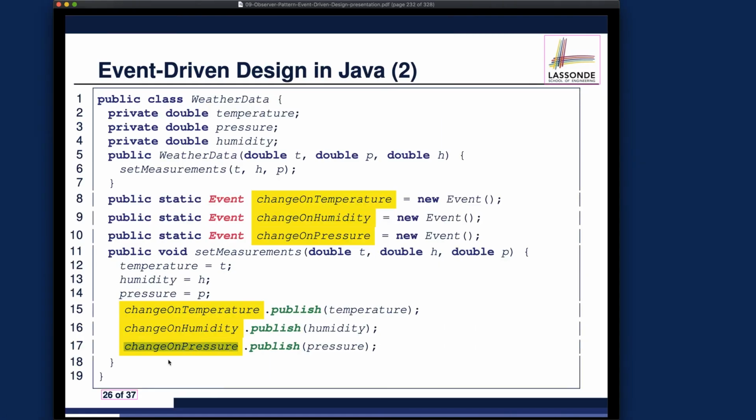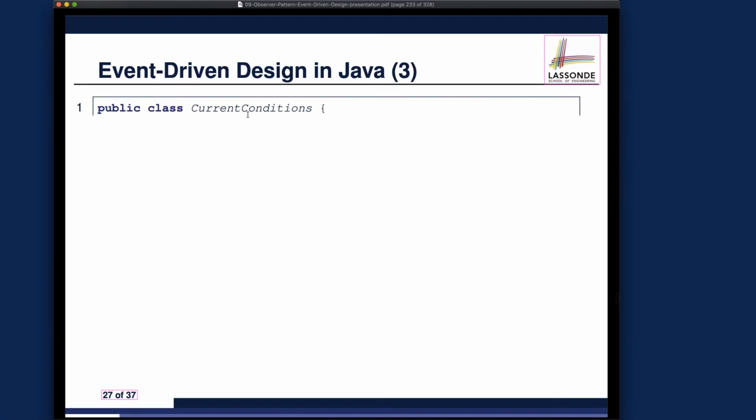Let's go back here, and then let's go to current conditions. So that's one kind of observer. I'll just show you the current conditions; for statistics and the other one, well, basically you've got three kinds of apps, right? Each one of them should be done in a similar way, right?